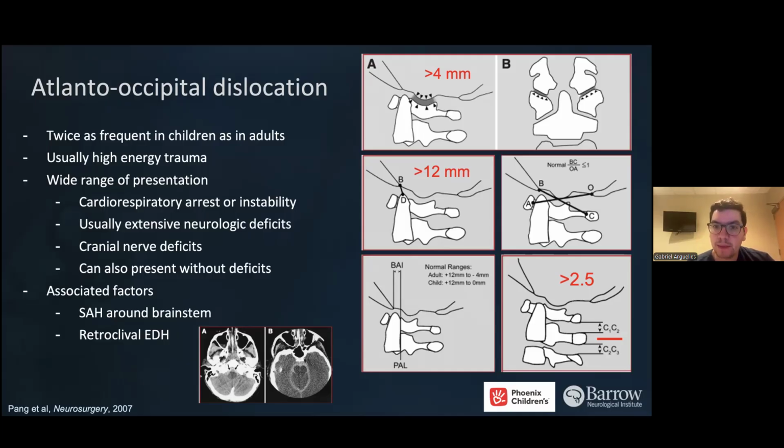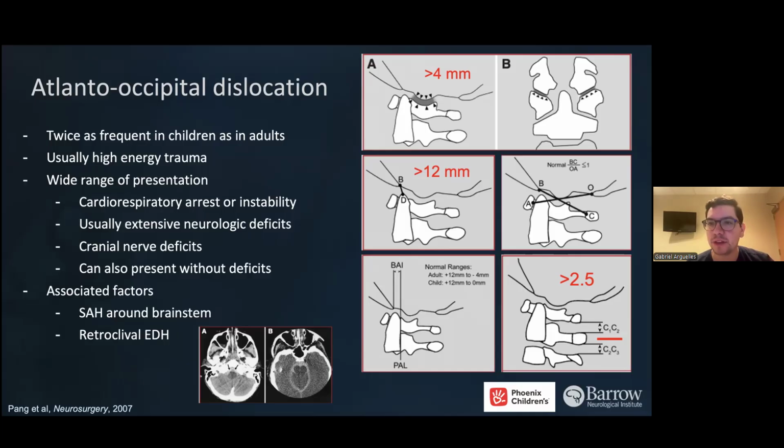The second image on the left in the middle is the distance between the basion and the tip of the dens. That's the DBI, and if that's greater than 12 millimeters, you start worrying about AOD. On the right is the Powers ratio, which is used a lot in adults as well. That's the ratio of these two measurements. You draw a line from the basion to the anterior aspect of the posterior arch of C1, and then the opisthion to the posterior aspect of the anterior arch of C1. If you divide those two and it's less than one, that's normal. If it's greater than one, it's not.